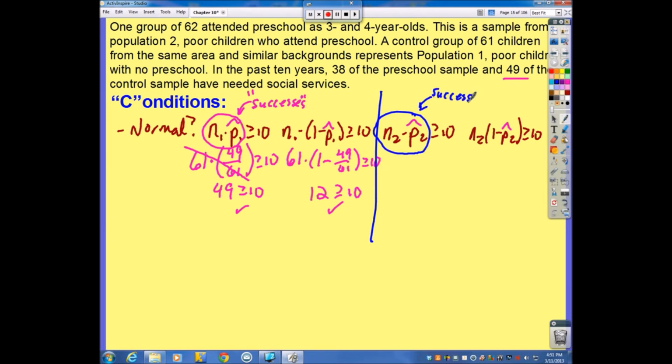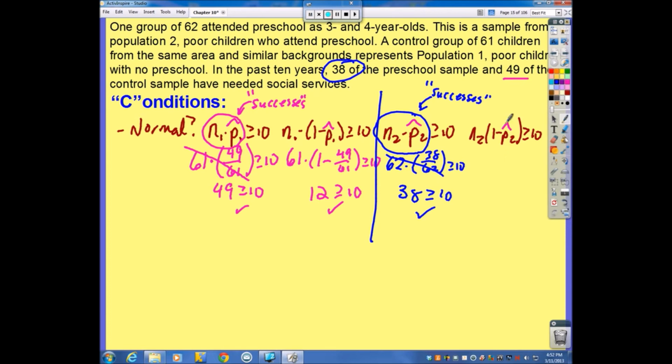Successes, or basically not being a success here. This should be 38. We should get 38 is greater than or equal to 10. To test that theory, this should be 62 times 38 out of 62. And the 62s cancel, and yeah, we do get that 38.